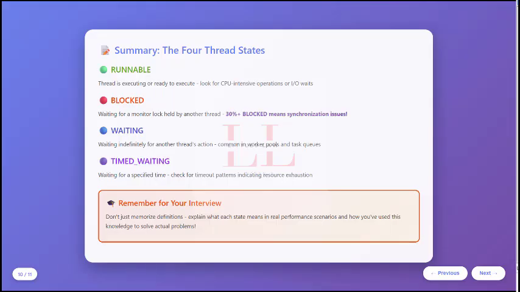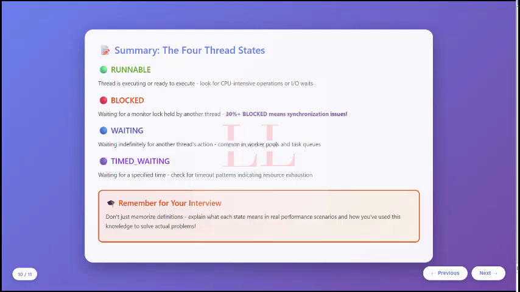So let me quickly summarize the four thread states. Runnable is when the thread is executing or ready to execute. So look for CPU intensive operations or input output waits in the stack traces. Blocked is waiting for a monitor lock held by another thread. Remember, 30% or more blocked threads means you have synchronization issues that need immediate attention.